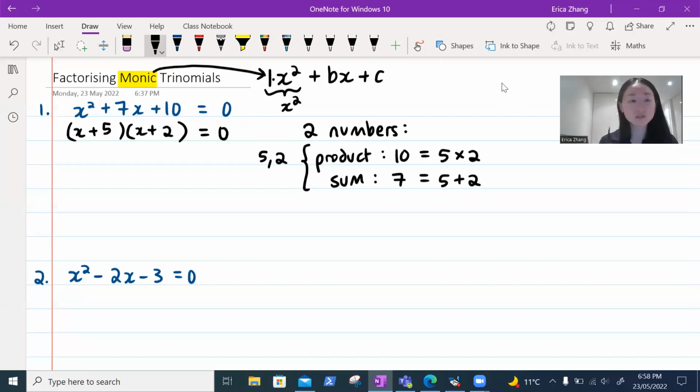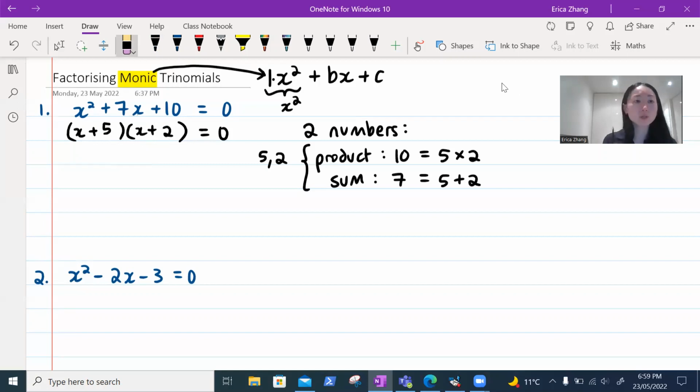Let's double check that it gives us what we want in our heads. Okay, so x times x is of course x squared. 5x plus 2x gives us 7x, right? That's why we looked for the numbers whose sum is 7. And now the product of the two constant terms, 5 times 2 gives us 10, right? That's why we looked for two numbers whose product is the constant term.